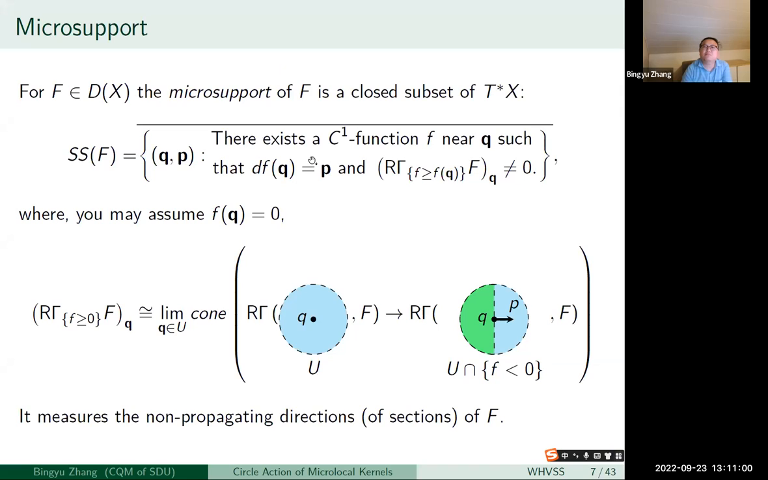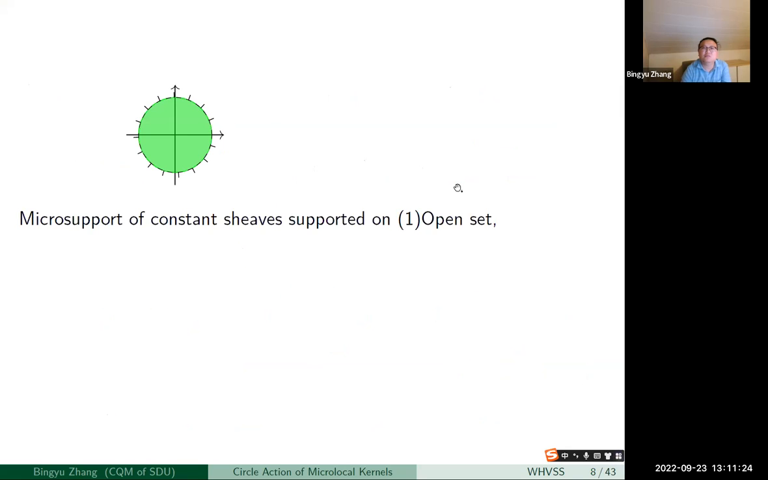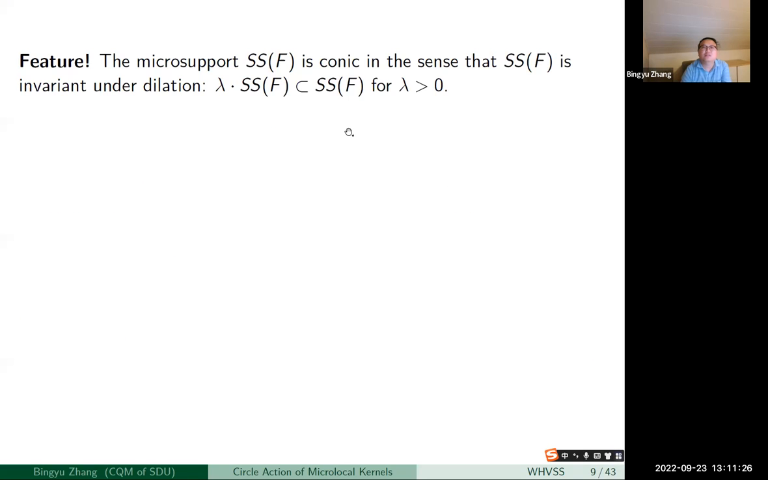Let's go back to the definition. If we replace this p by a positive multiple of p, you'll find that in the first condition we just replace f by lambda f, and then the second condition will not change since it is given by an inequality, and multiplying by a positive number will not change the inequality. So we get the result that the microsupport is invariant under dilation.